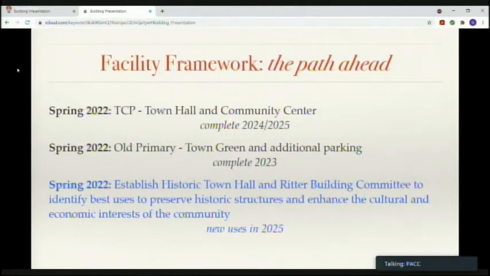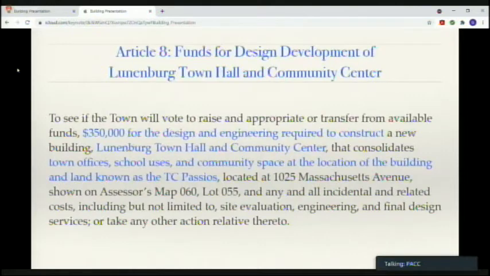And then also that would be the beginning of the establishment of a historic town hall and Ritter Building Committee to identify what those best uses are, to preserve the historic structures and again to enhance the cultural and economic interests of the community. So the next slide just gets back to the language that's really not up for discussion tonight. But again, this presentation is provided because of the first half, its background and giving some history to what it is that we're trying to do, the problems that we're trying to resolve, and why these solutions are being presented.